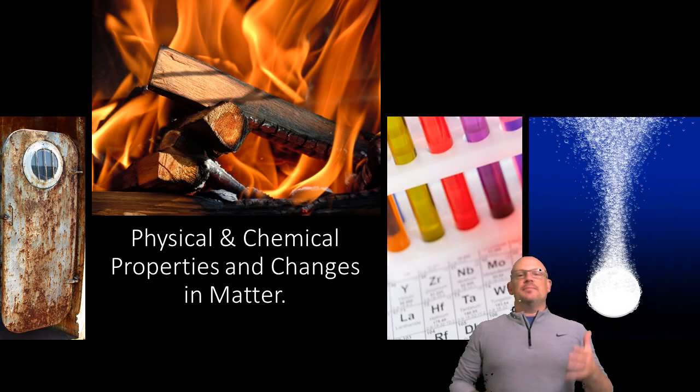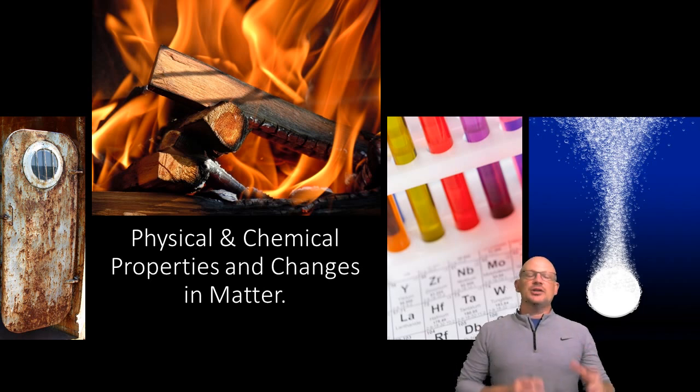We've already identified matter as something that has both mass and volume. And now we're going to look at some specific characteristics of different types of matter that help us to identify what that matter is. And then, how do we distinguish the difference between a physical change and a chemical change? So let's take a look, starting with physical properties.